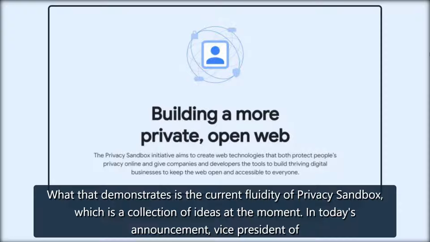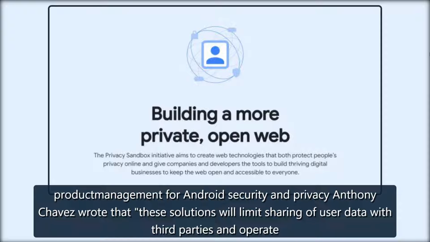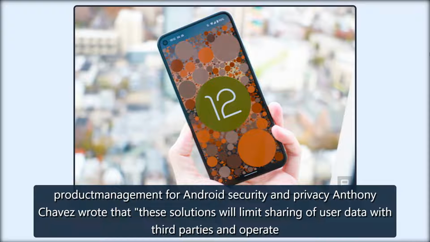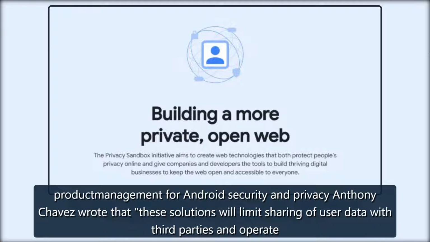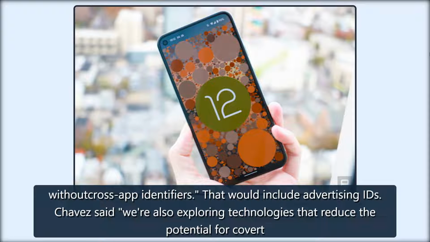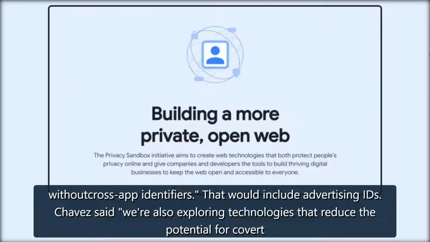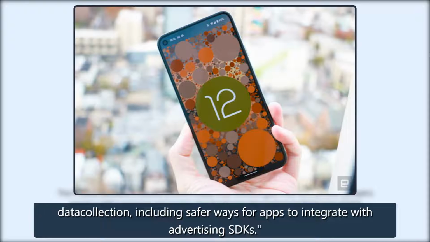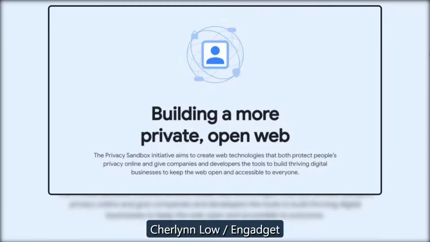In today's announcement, Vice President of Product Management for Android Security and Privacy Anthony Chavez wrote that these solutions will limit sharing of user data with third parties and operate without cross-app identifiers. That would include advertising IDs. Chavez said, "We're also exploring technologies that reduce the potential for covert data collection, including safer ways for apps to integrate with advertising SDKs." Sherilyn Lowe, Engadget.